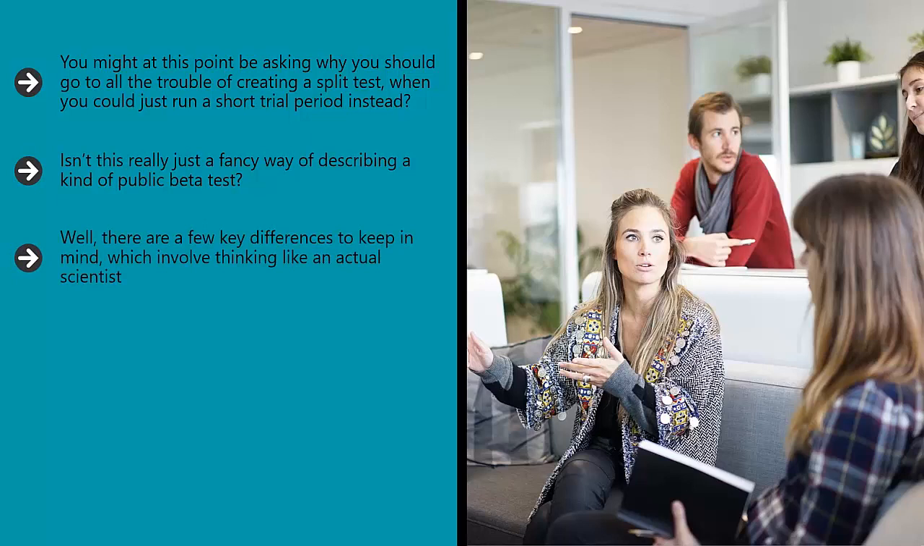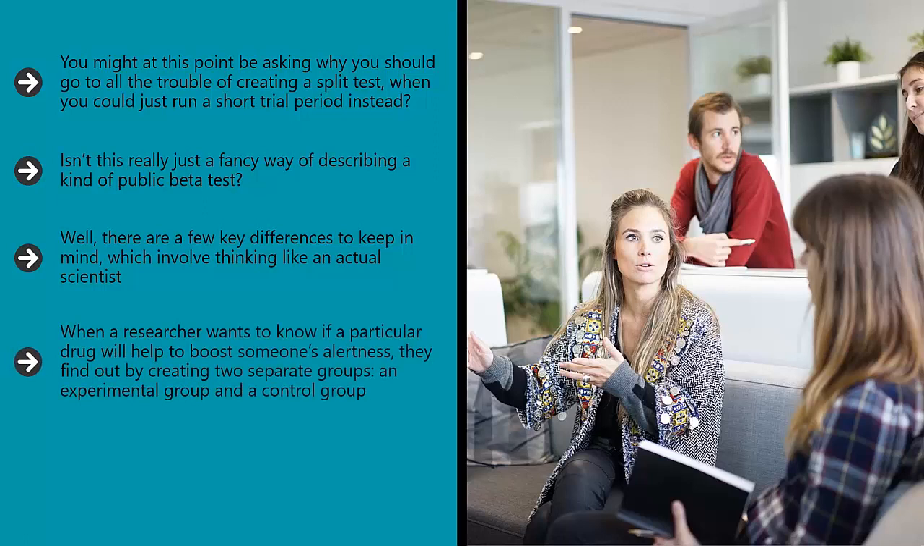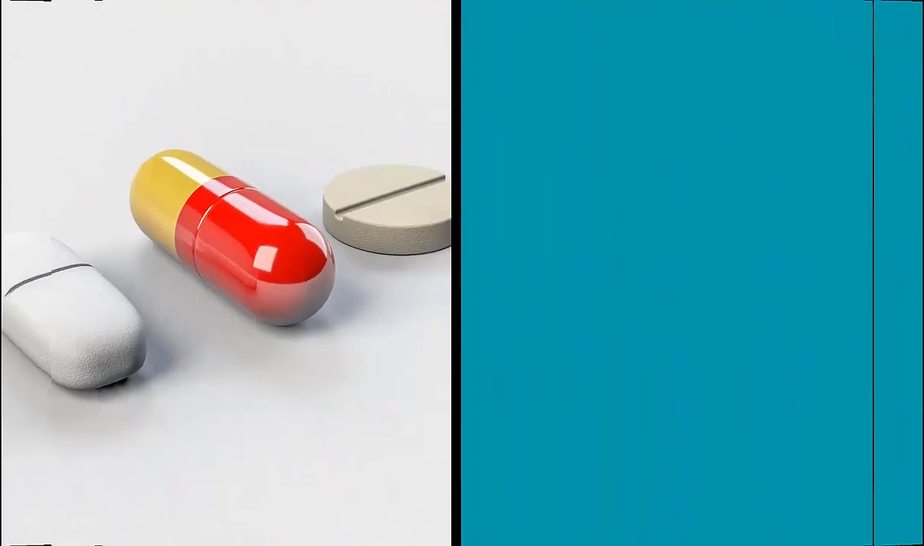Well, there are a few key differences to keep in mind, which involve thinking like an actual scientist, because that's what this is emulating. FYI, this is precisely the same technique used in research. When a researcher wants to know if a particular drug will help to boost someone's alertness, they find out by creating 2 separate groups, an experimental group and a control group. The experimental group is the one that receives the drug, and the control group is the one that doesn't. This then gives the researcher the opportunity to compare the stats from the 2 groups.